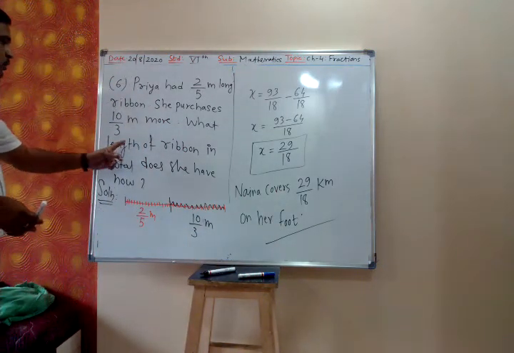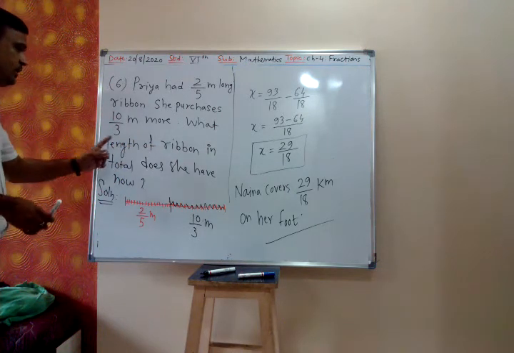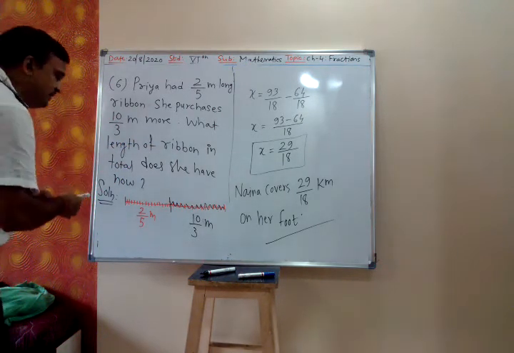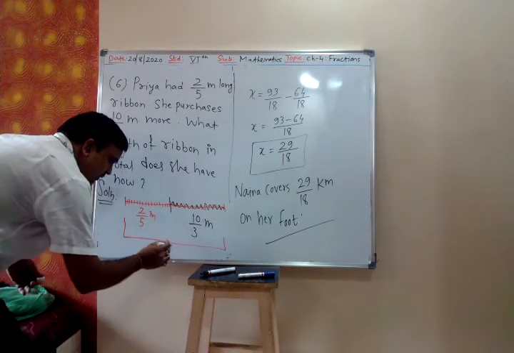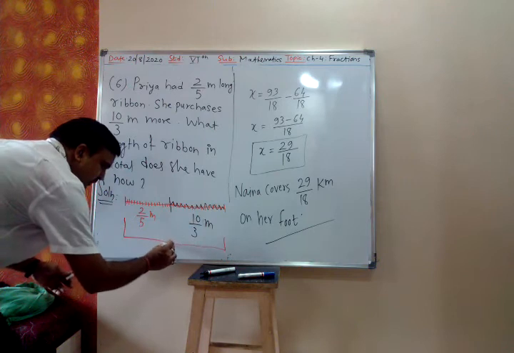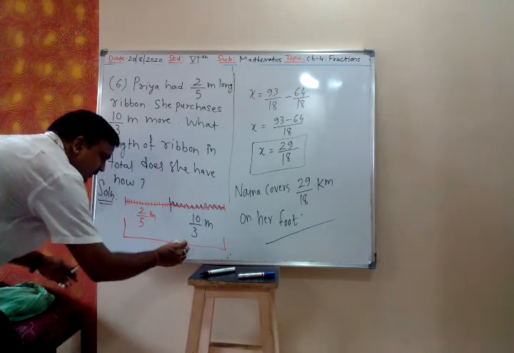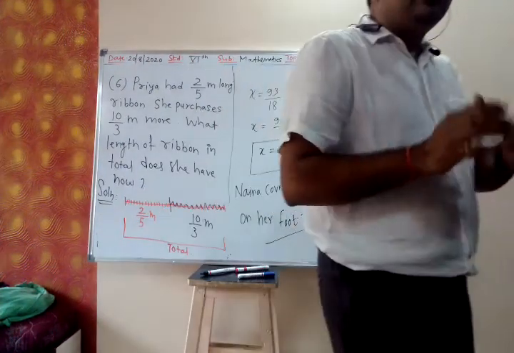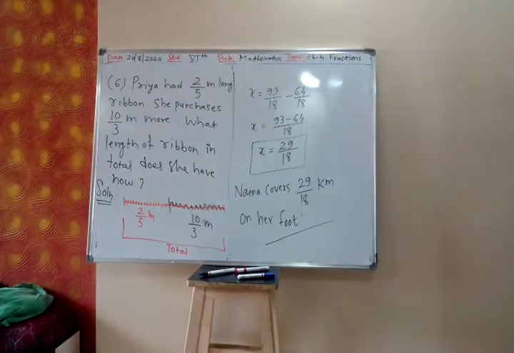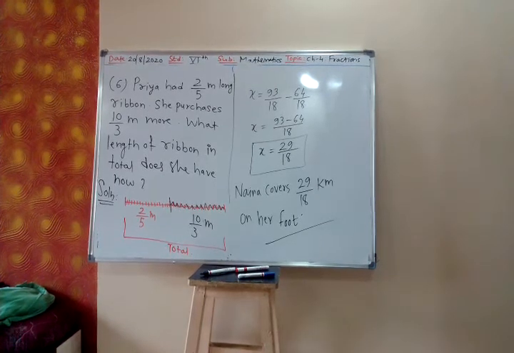Now what is asked? What length of ribbon in total? Now how much total length of ribbon does she have? That means we have to find this total. It means we have to add both. To find the total length of the ribbon, we have to add both.